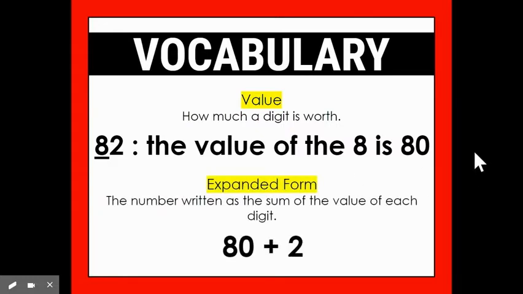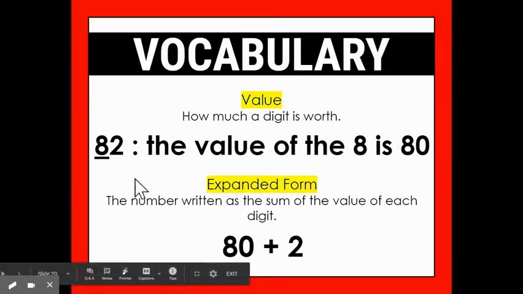And then last thing that we practiced yesterday is the expanded form. And this is the number written as the sum of the value of each digit. So remember, we take the 8, we know the 8's value is 80, so we put the 80, and then we look at the 2, the 2's value is just 2, so it's 80 plus 2, and so that's the expanded form.